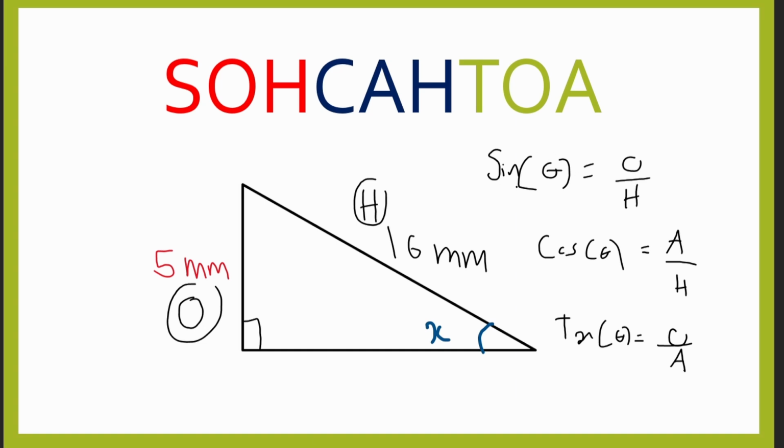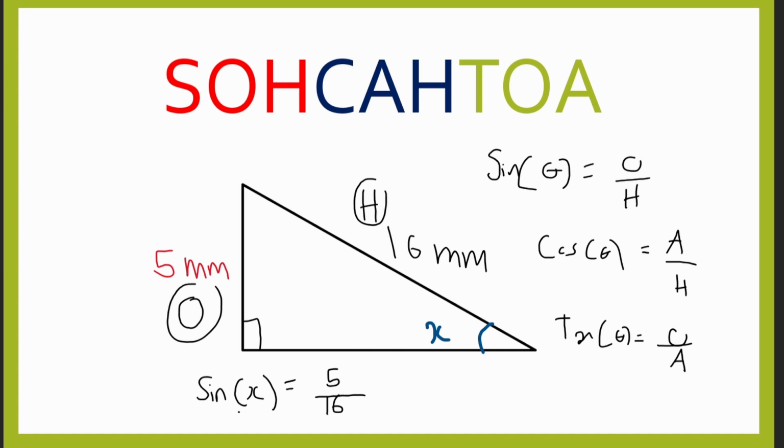So the sine ratio says the sine of the angle. We don't know the angle, that's what we're trying to work out. So let's write this out. Sine of x equals opposite. Your opposite is this, 5, over your hypotenuse. Your hypotenuse is opposite your right angle, so you're going to get 16.